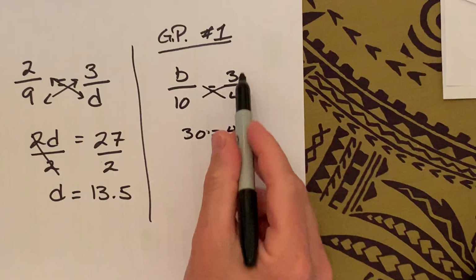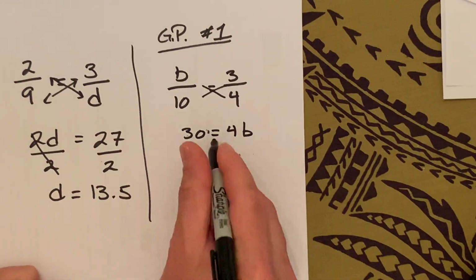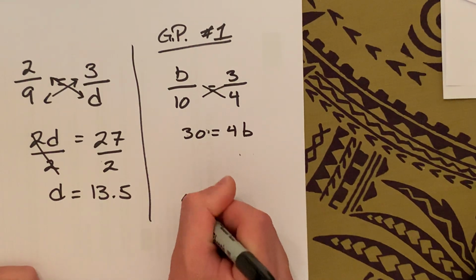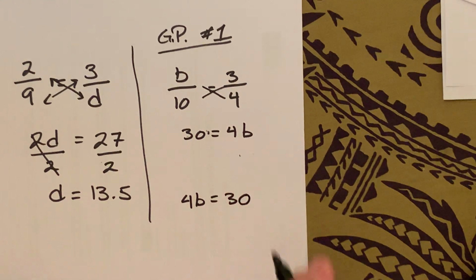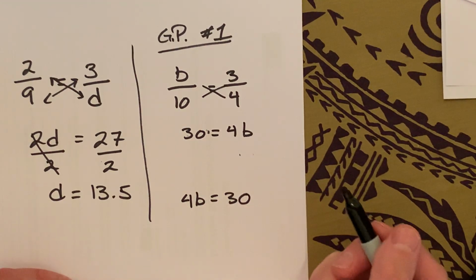Now you might be asking me, does it matter which one goes on which side? Not really. You could solve it either way. You could write it as 30 equals 4b, or you could write it as 4b equals 30. You tell me, does it change it at all? Probably not. Let's try. How do I find out what b is?